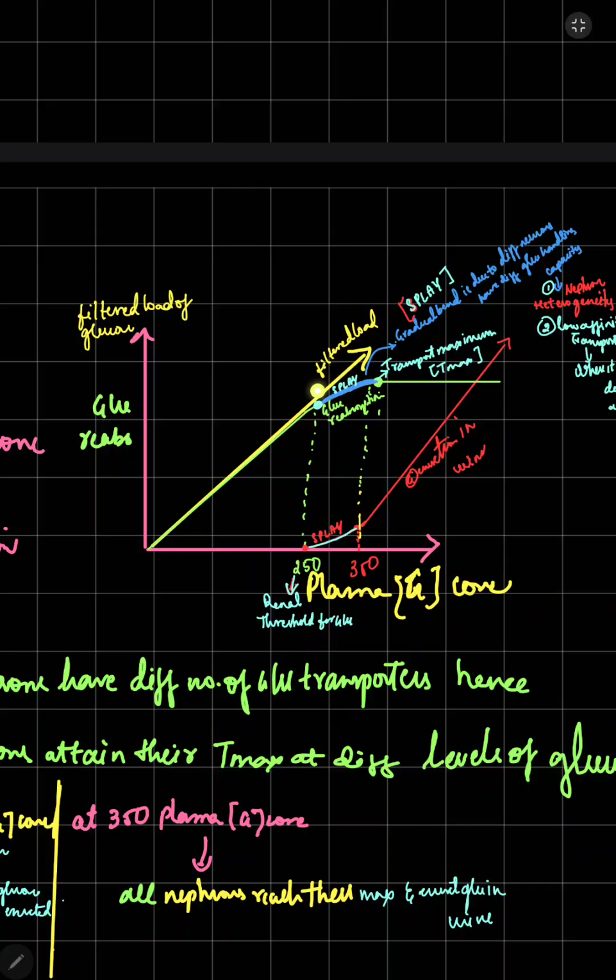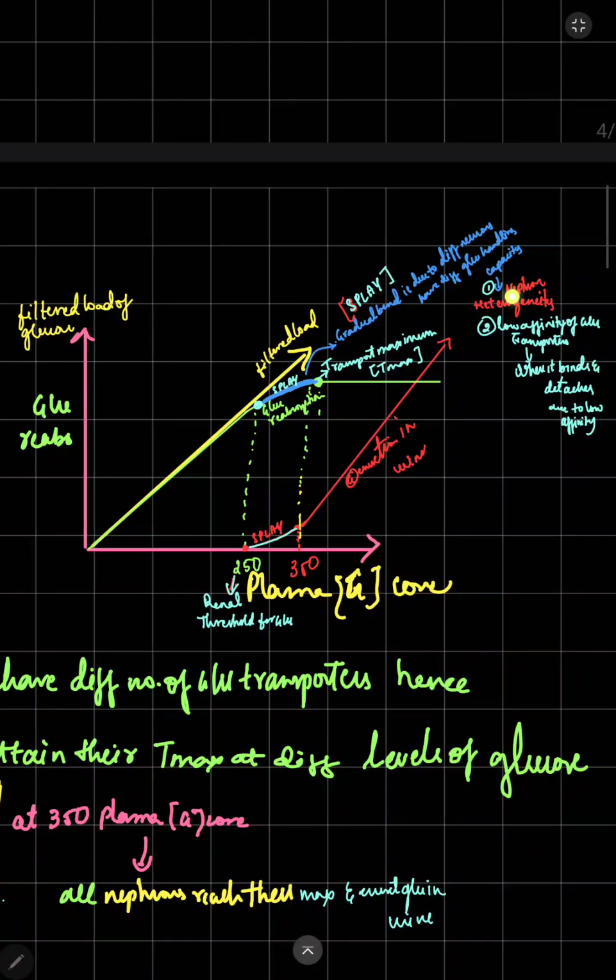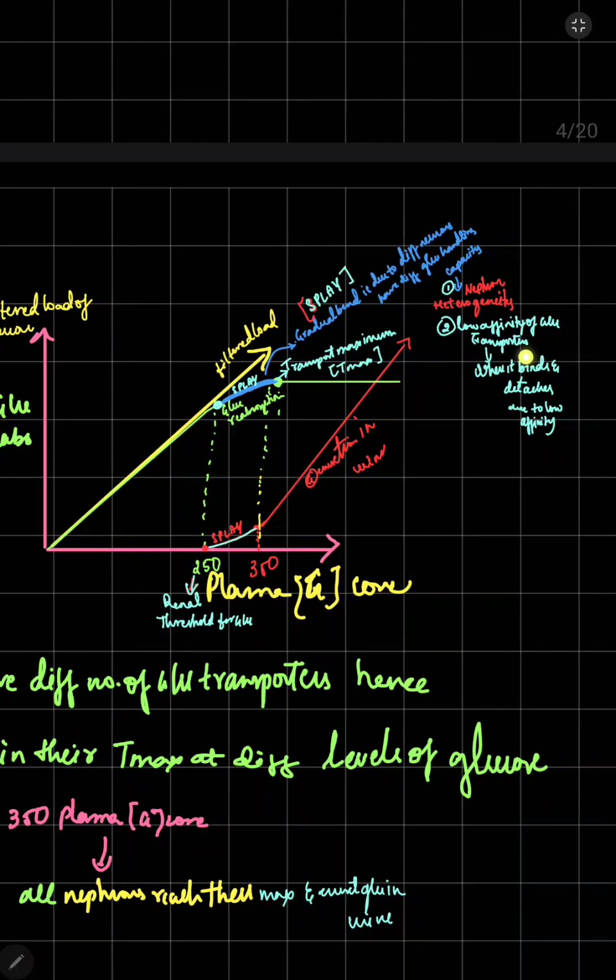This bend is known as splay, and the splay is formed due to two reasons. The one which I just said is nephron heterogeneity. Different nephrons have a different number of glucose transporters and different capacity to reabsorb glucose. And the second one is low affinity of glucose transporters. There may be a few glucose transporters that are unable to hold onto glucose efficiently enough to push it into the cell, and that glucose might leak down. So these two reasons are responsible for this bend called splay.